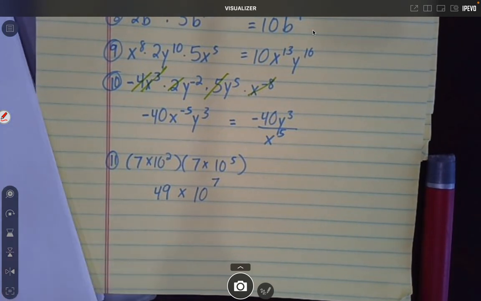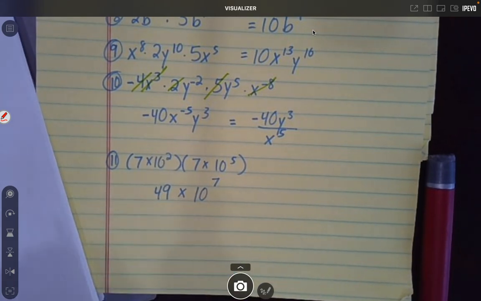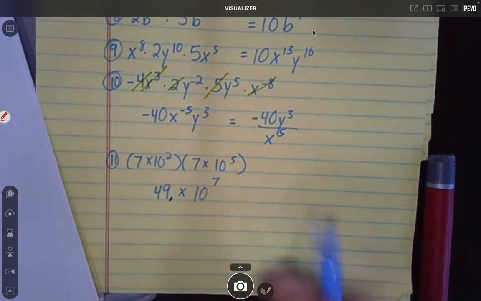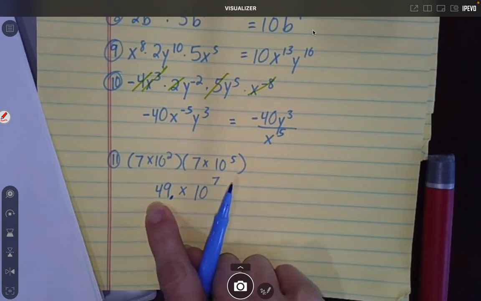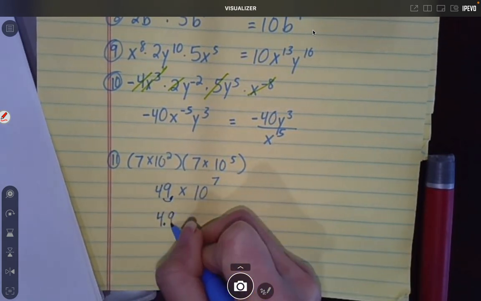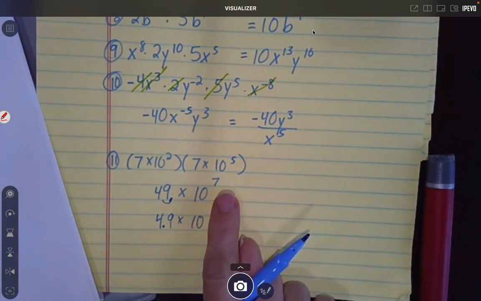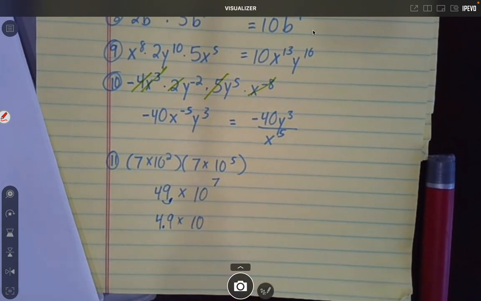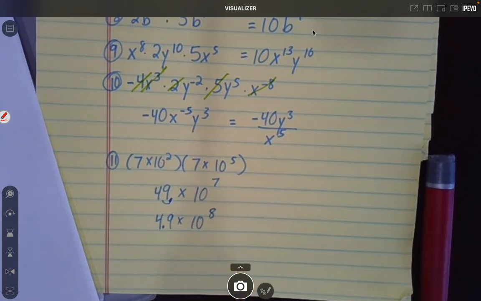You are somewhat correct. The problem is that's the number 49. You can only have one digit in front of the decimal. Okay? We have 49. So I have to move this to the left 1 to make it 4.9. Here's the thing. I have to change this. If you move it to the left, you add 1. So it should be 10 to the 8th.